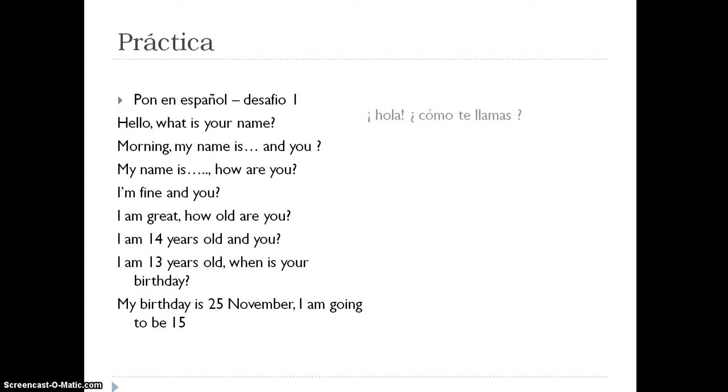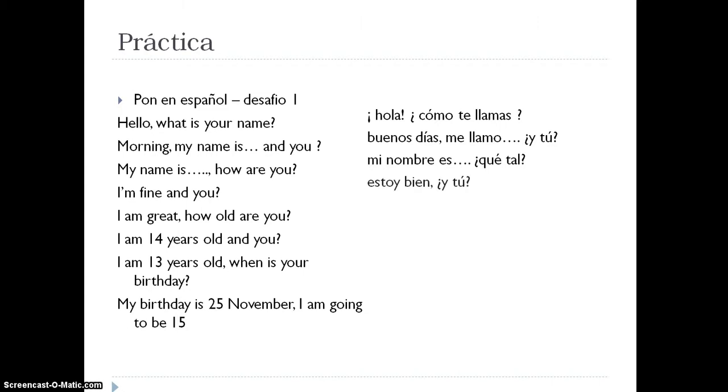Okay, so the answers. Hola, ¿cómo te llamas? Buenos días. Remember, it's buenos días, not buenas. Me llamo, whatever your name is, y tú, with the accent on. Mi nombre es, now I put mi nombre es here, but you could have put me llamo as well. ¿Qué tal? Or you could say, ¿cómo estás? Because we're being informal here. Estoy bien, I'm fine. ¿Y tú? Estoy fenomenal. ¿Cuántos años tienes?